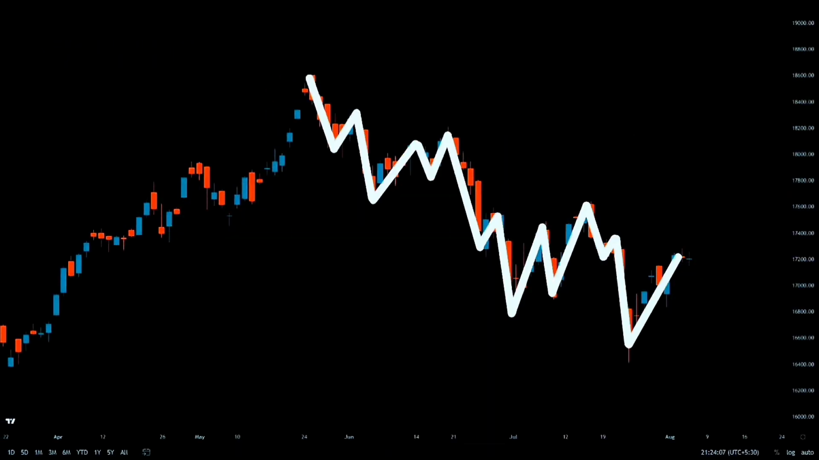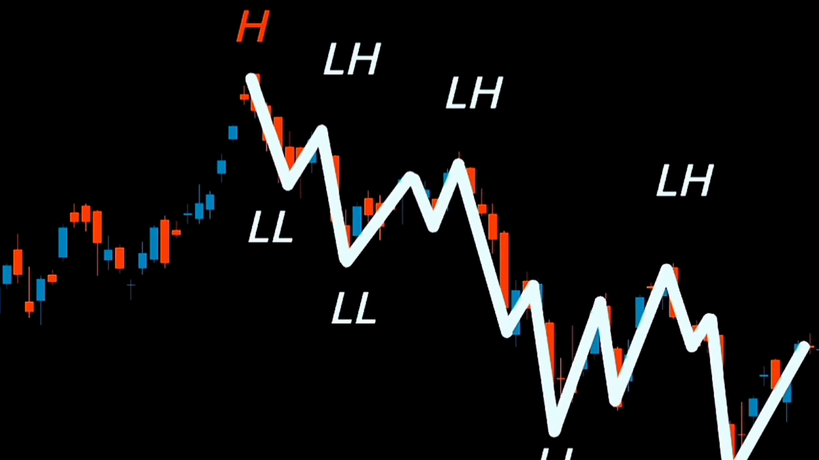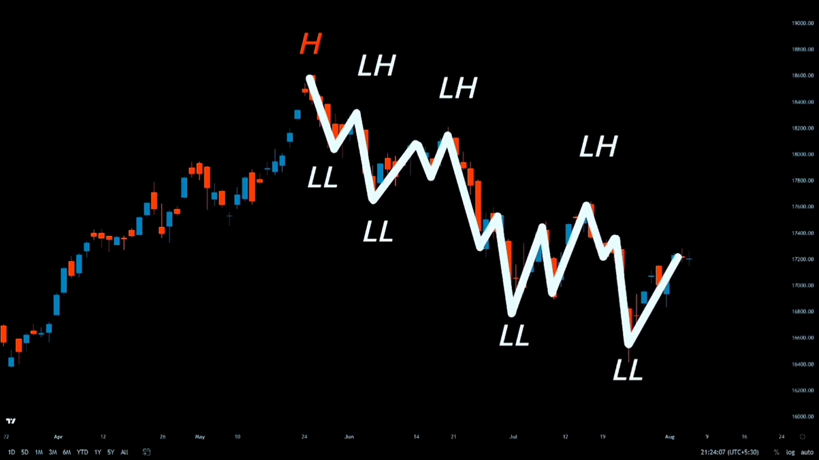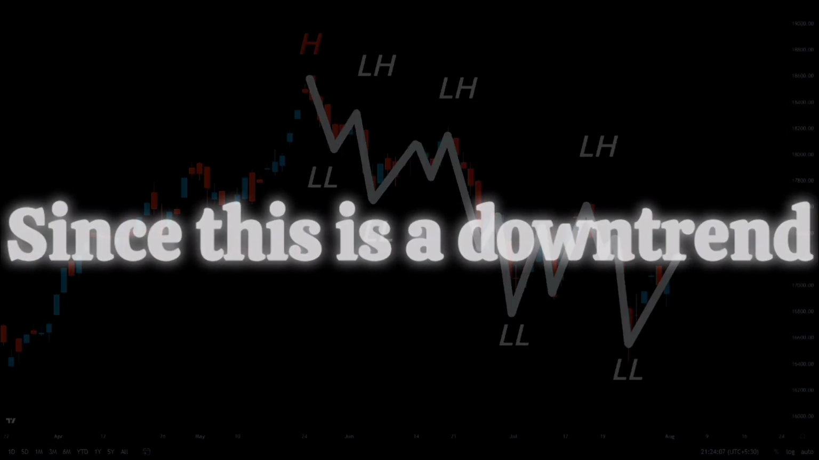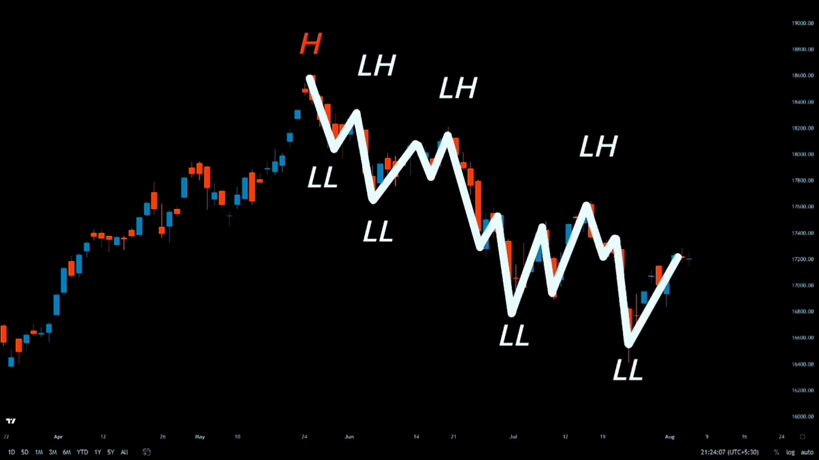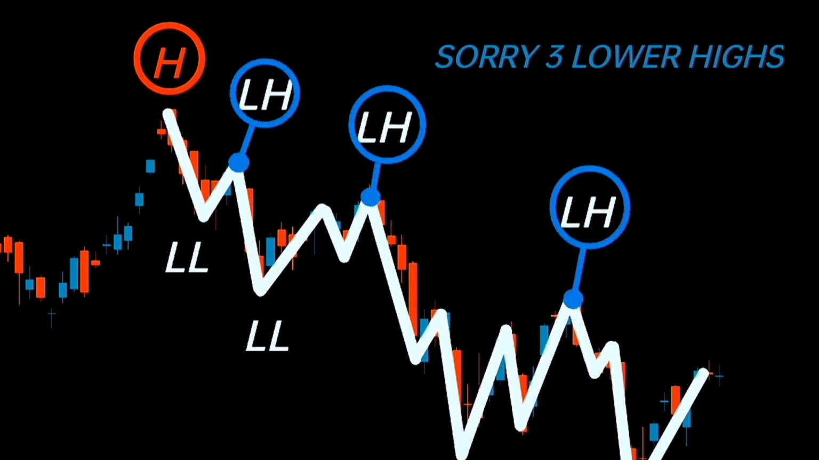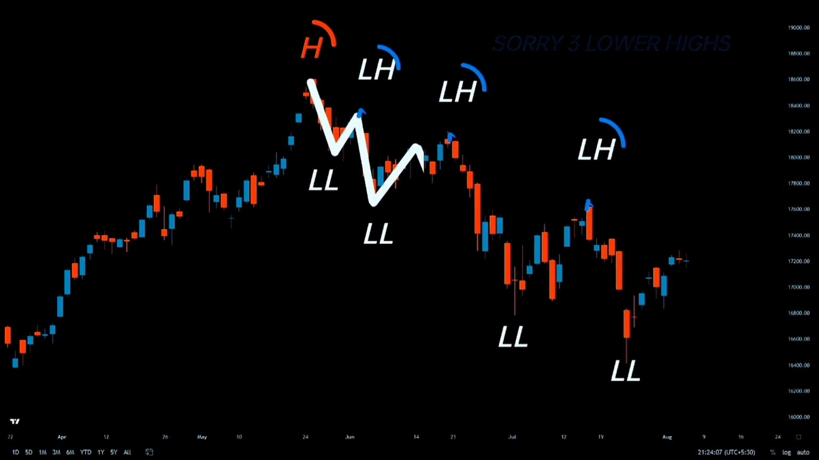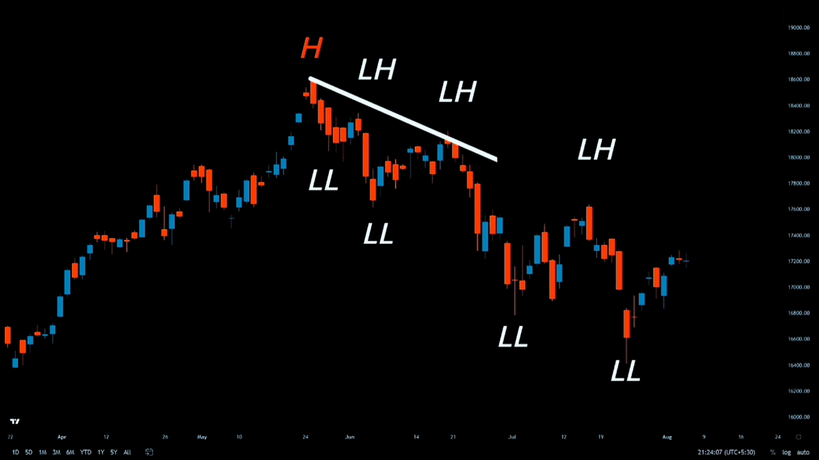In this chart, you can see the stock is in a downtrend, forming lower lows and lower highs as it moves downward. Since this is a downtrend, we'll draw the trend line above the candles. Here, we need to include as many key points as possible. For example, the high where the stock changed its trend, and the two lower highs where the price was rejected and continued its trend. Now we'll draw a trend line connecting these 3 points.